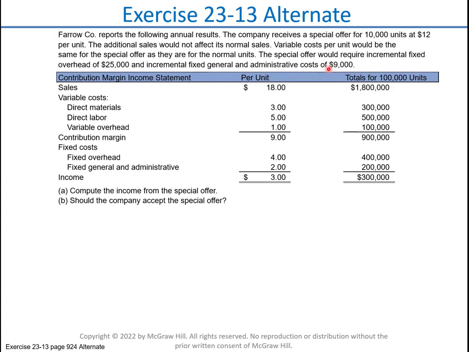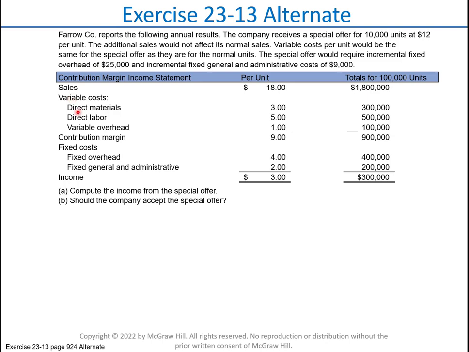Here we're looking at an alternate of exercise 23:13, and this is called a special offer. Here's their normal information per unit. The company receives a special offer for 10,000 units to be sold at $12 per unit. How much do they normally sell them for? $18. And this company wants them to sell them for only $12. So should they do that?